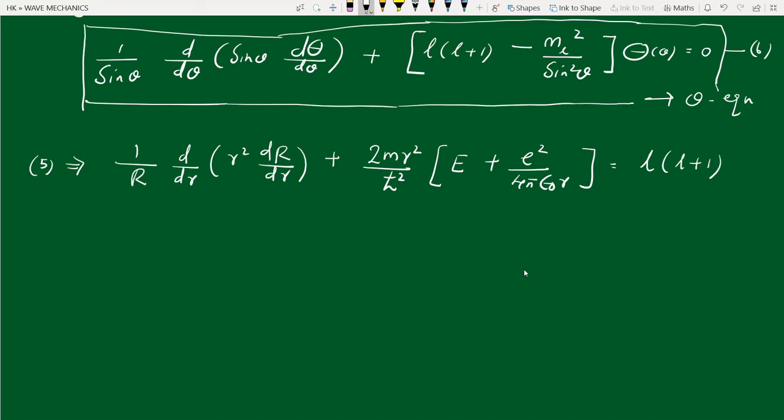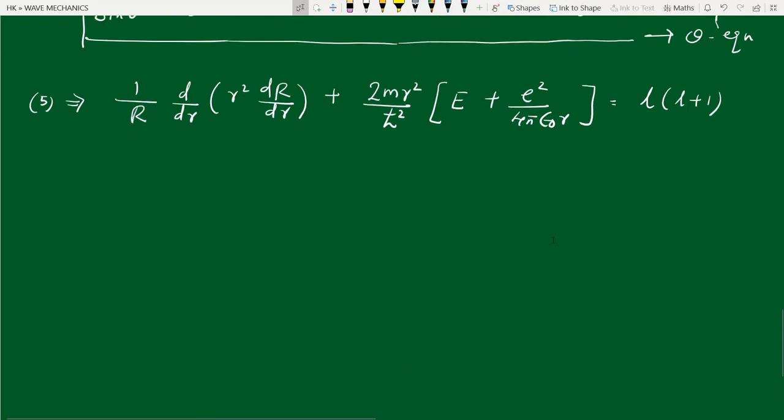Let me combine these terms. I am going to write this in a standard form. I will first divide throughout with this r square, so that the first term will have an r square in the denominator, and in the second term r square will go. Then I will bring this L into L plus 1 from the right side to the left side, so it becomes minus, and r square will come in the denominator of this term also. Then I will multiply throughout with capital R, so that capital R will go from the denominator. It's just a rearrangement: dividing throughout with small r square and then multiplying with capital R.